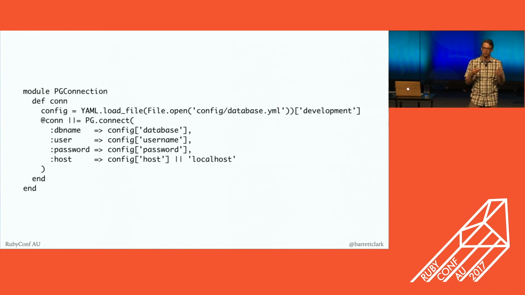First, we're going to load from a database YAML file, but the configuration could be read from the environment or whatever. We just need how do we connect? What is the connection string? All that stuff. Read that in, feed that into PG.connect. We're using the pg gem, PG.connect.